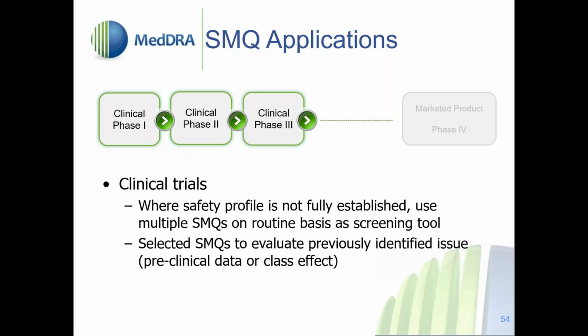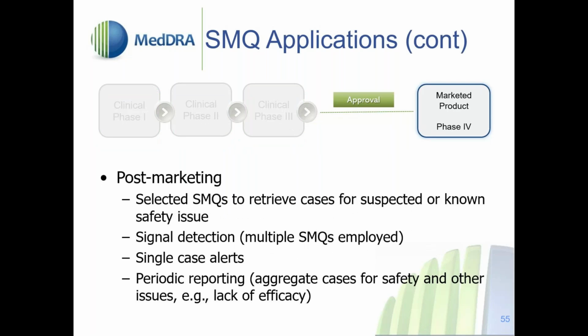Once you are at a stage where you have an identified issue, for example, you have preclinical data that guides you to a certain area of interest, or you're using a product with a known class effect, you can hone in your search by selecting specific SMQs that target that particular class effect or safety question as identified in your preclinical data. In post-marketing, SMQs are a very useful tool for data retrieval and analysis when you have a suspected or known safety issue, and you can apply it the same way. You can do multiple SMQs as signal detection, or you can do safety analysis on targeted SMQs. You can even use these for single case alerts, depending on if your database can be programmed to issue alerts on a case-by-case individual basis.